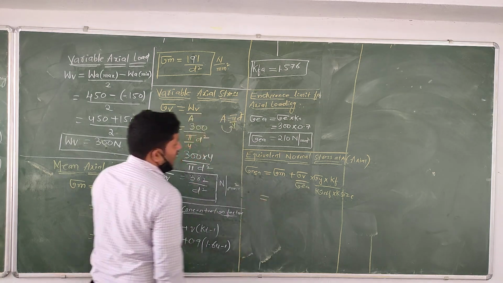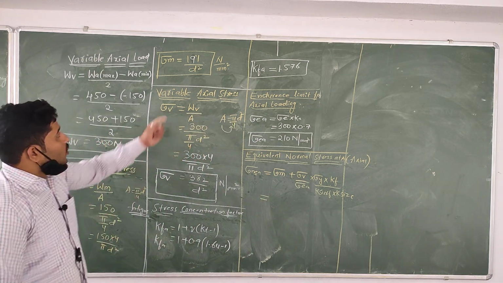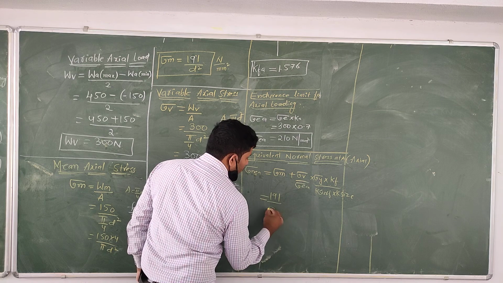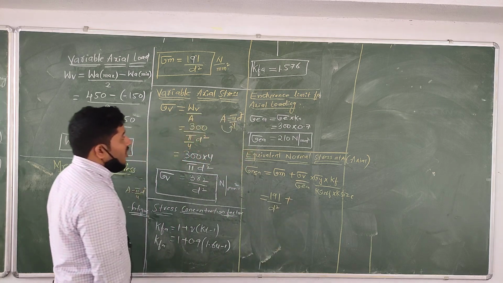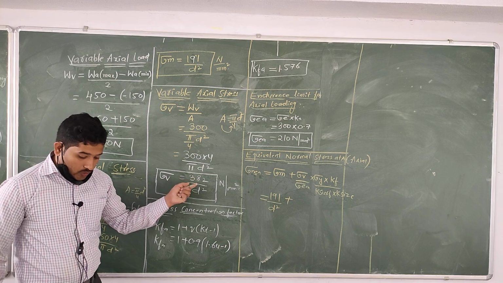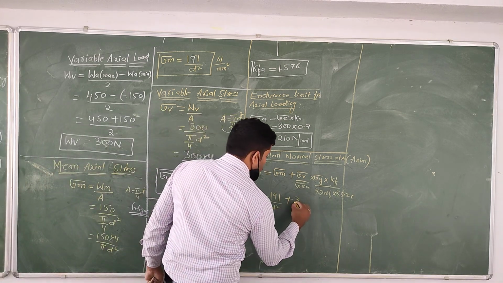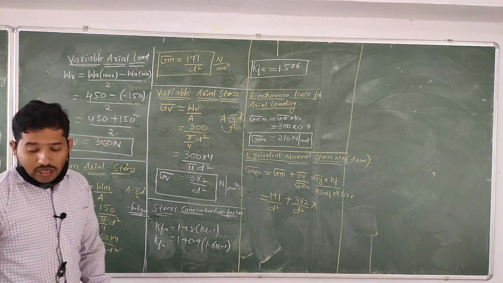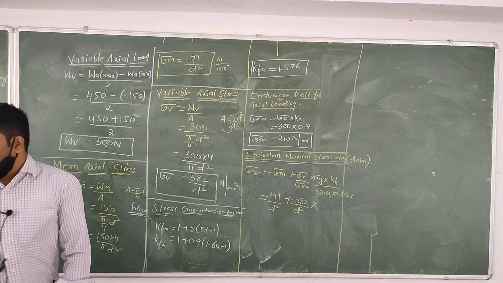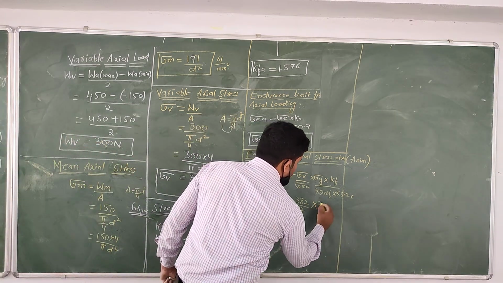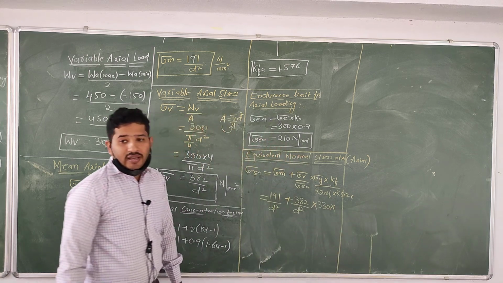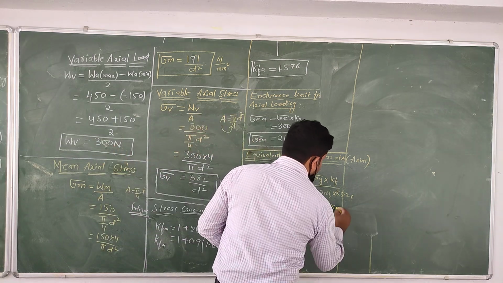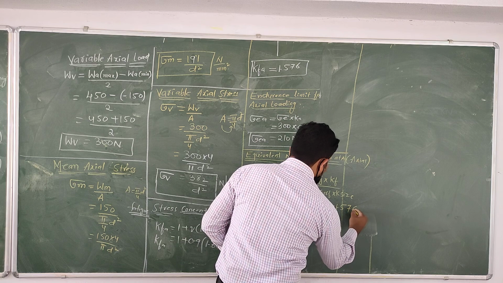Sigma m value, mean stress. How much we got it here? Sigma m is 191 by d square, plus sigma v value, how much we got it here? 382 by d square into sigma y. Sigma y, how much we got it here? 330 megapascal. Is it right? 330 into Kf is given here. Kf also given. How much? 1.576.